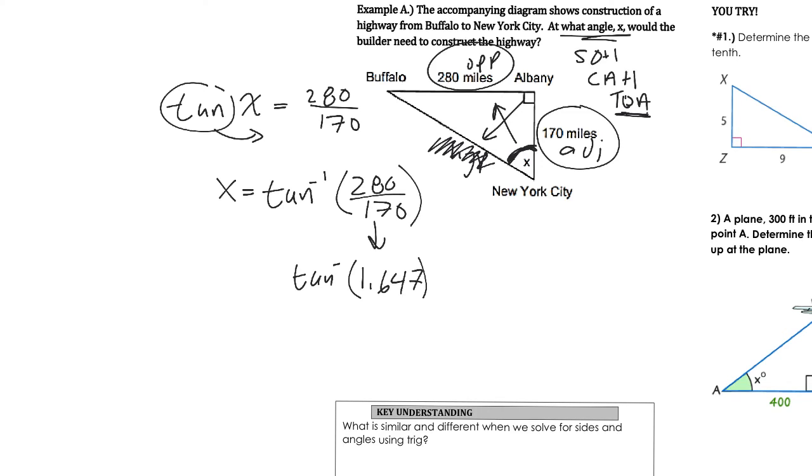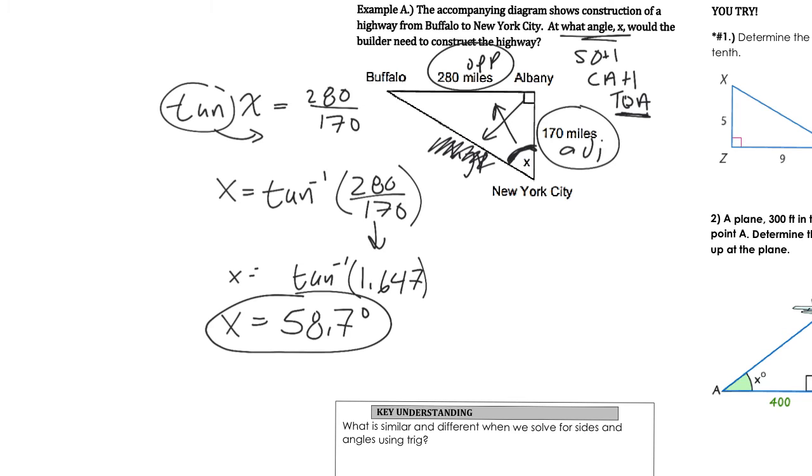And then do tan -1. You could also do this in one step on your calculator, especially if you have a graphing calculator. You just hit second, then tangent. So it says tan -1. And then do 280 divided by 170, close parentheses. And we get x equals 58.7. And we were solving for an angle, so make sure you have the degree symbol.